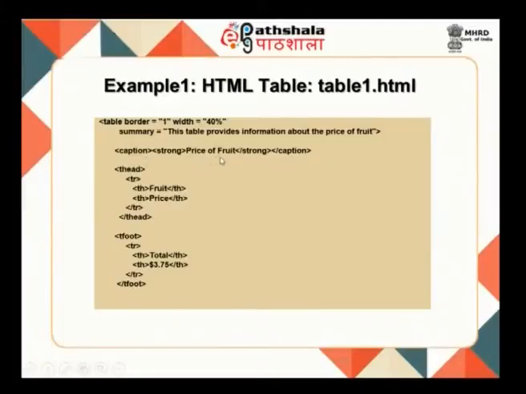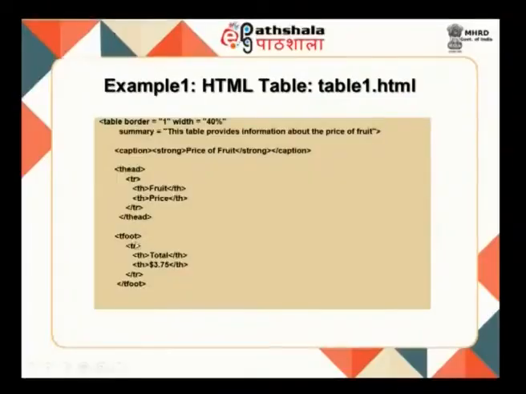You can see the price of fruit is the caption for the table, and within this caption you have a tag called strong. This is to format the text in bold, and then you have a T head tag. This is to give the header, placing fruit and price as header elements for your table, and then T foot is the tag for specifying the foot of the table, that is the last element in the table, that is also defined with TH.